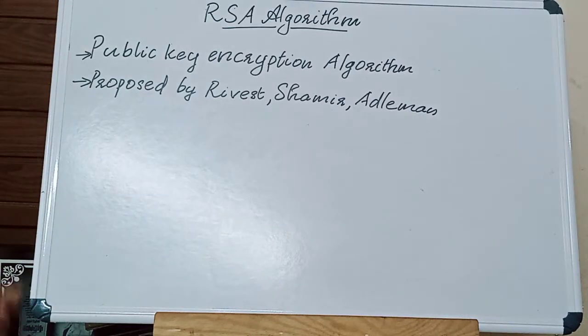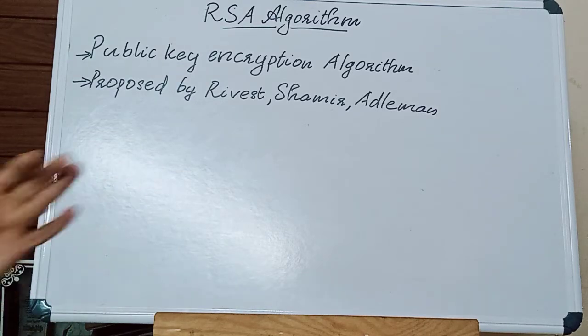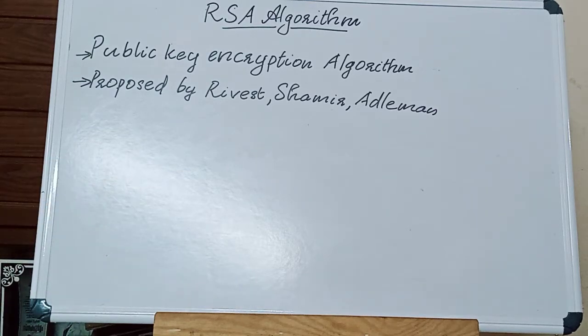RSA algorithm is a public key encryption algorithm. It was proposed by Rivest, Shamir, Adleman. Public key encryption means different keys are used for encryption and decryption. That is, for encryption one key is used, for decryption another key is used.